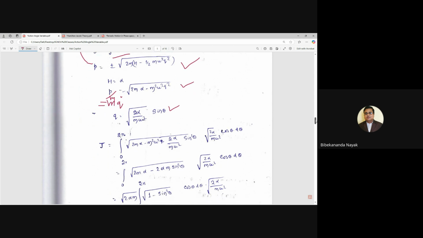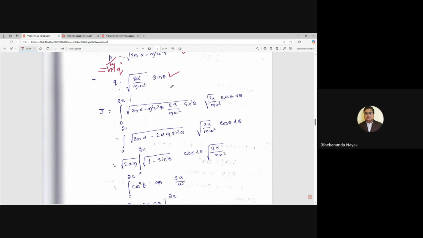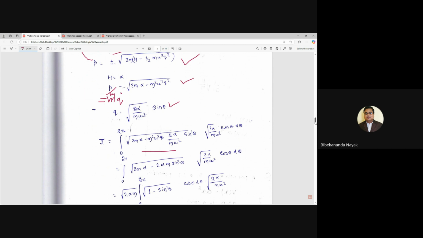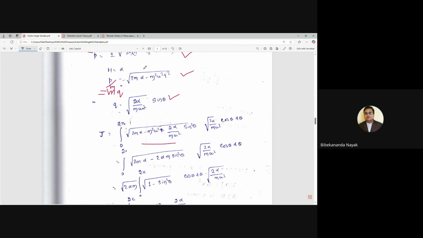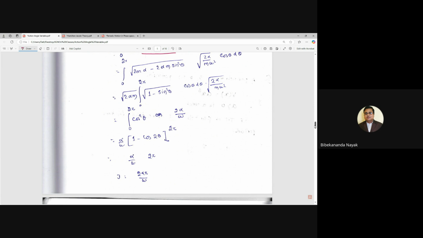Two ways are available. So J is equal to the complete period, meaning 0 to 2 pi, integrate it. This integration of p dq, p given, t given, q given. So finally integrating, we found J is equal to 2 alpha pi by omega for a harmonic oscillator. So J is equal to alpha, which is H, 2H pi by omega. So H is equal to J omega by 2 pi. Alpha is equal to J omega by 2 pi.